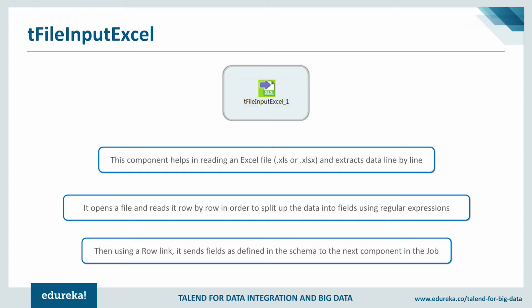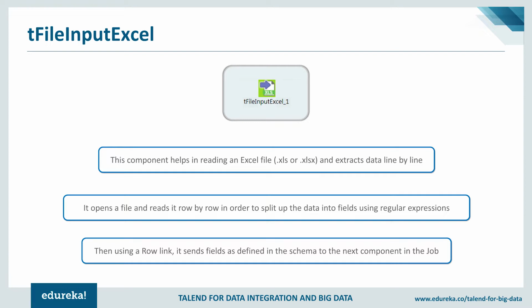Using the row link, whenever you right click on any component, the way the data can be taken out of that component after reading is the main row. Using that main row from this component, I can take the data out and transform it, filter it, whatever I want, I can do it over there. So tFileInputExcel is a component which helps me read an Excel file in XLS or XLSX format line by line. That is the usage of this component.